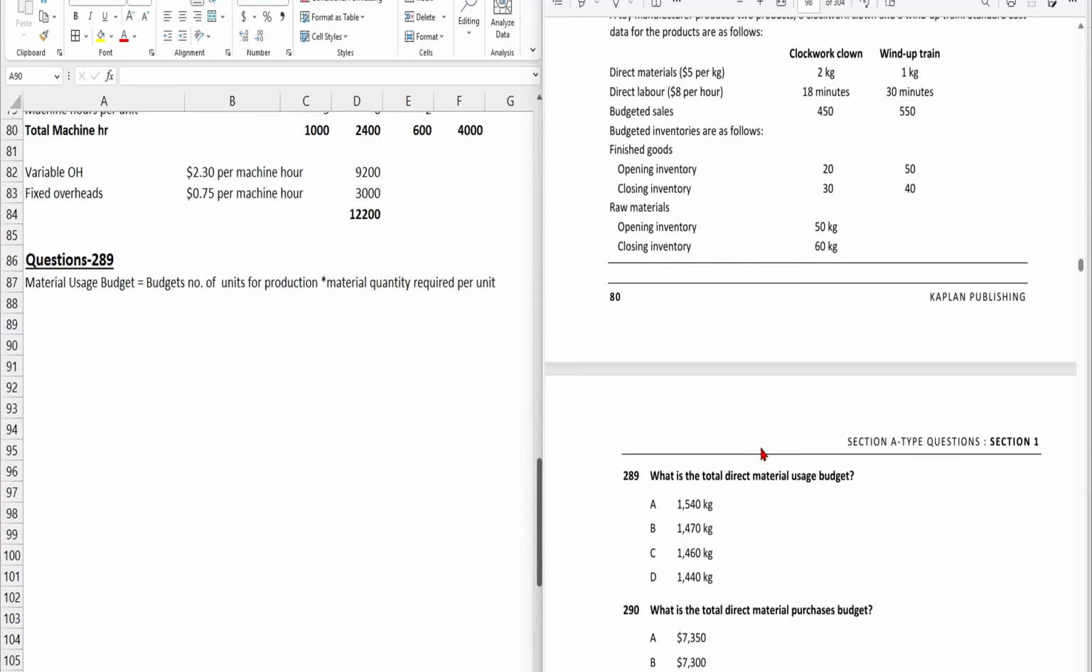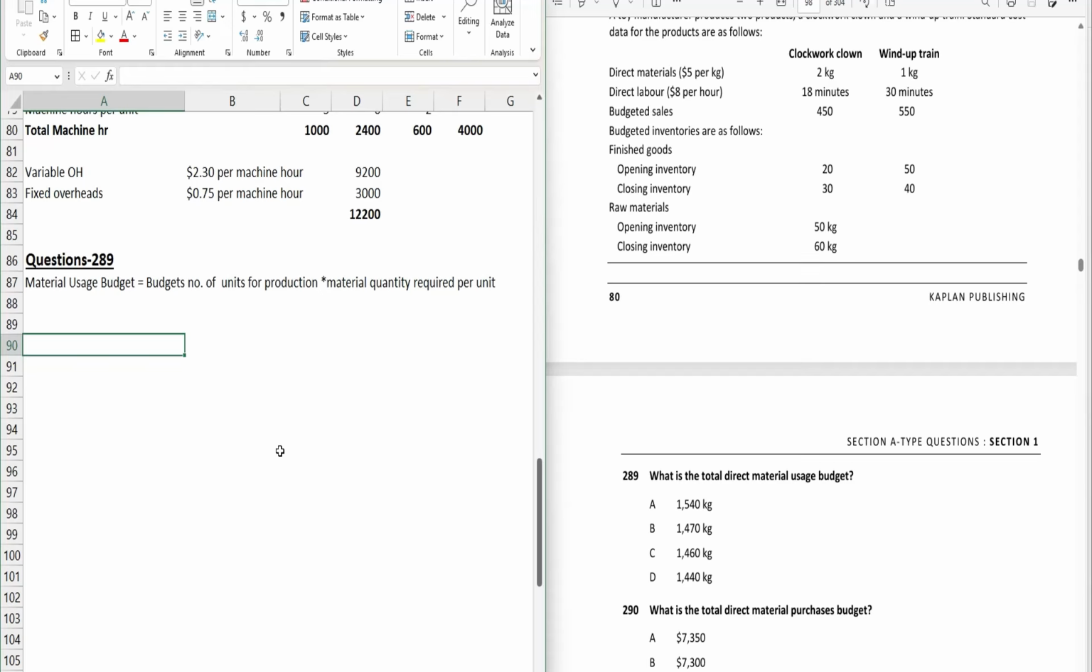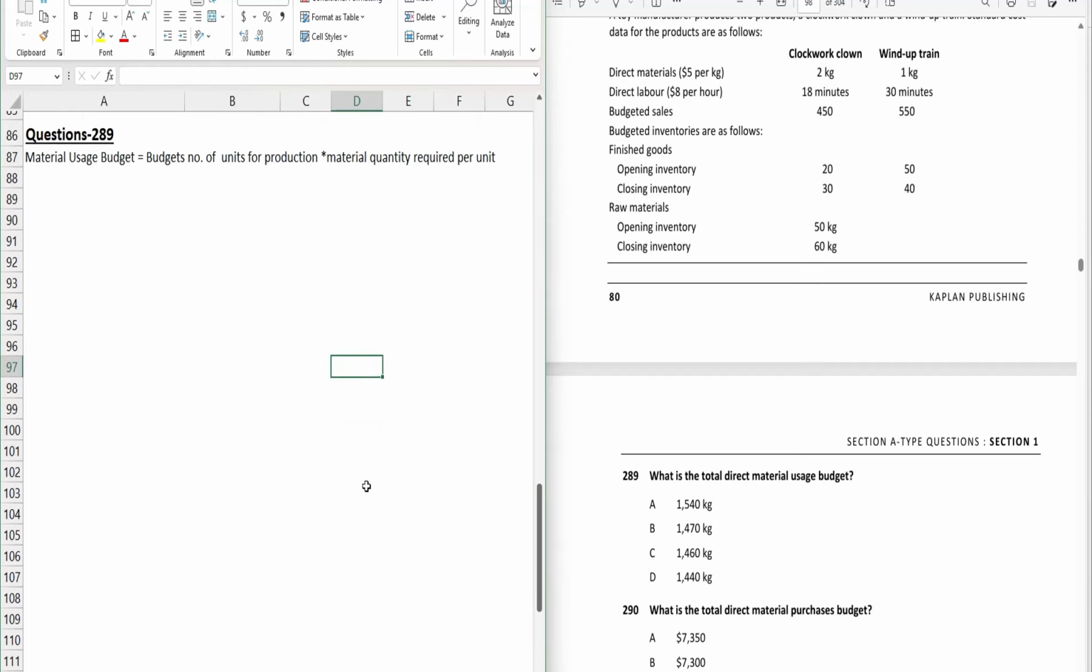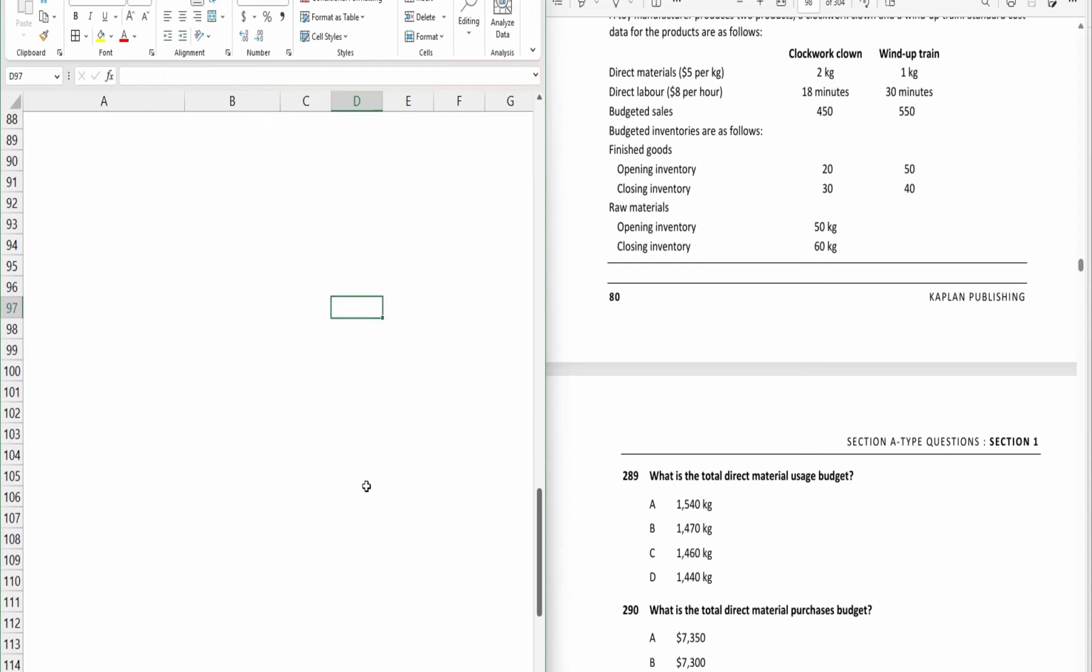So please check, at least if there is a blank box, then your mind should hit whether the question is asking to calculate in terms of units or kg. Obviously it's a material, it should be in kg, right? And in order to calculate the material usage budget, again we need to have the production formula, if you remember.